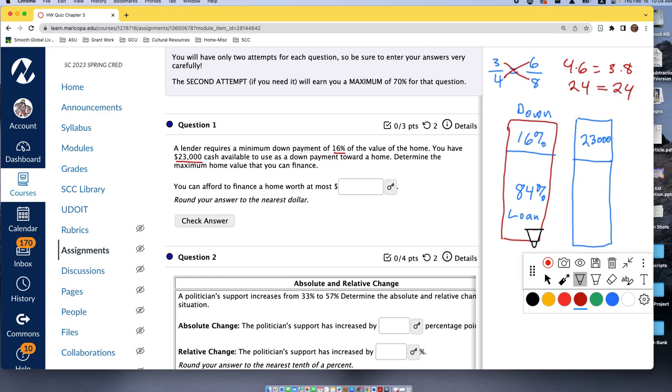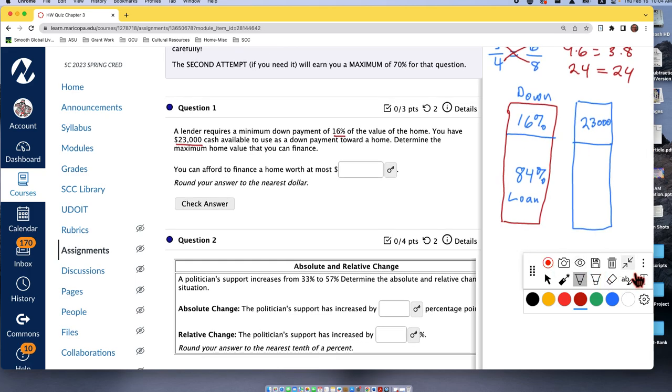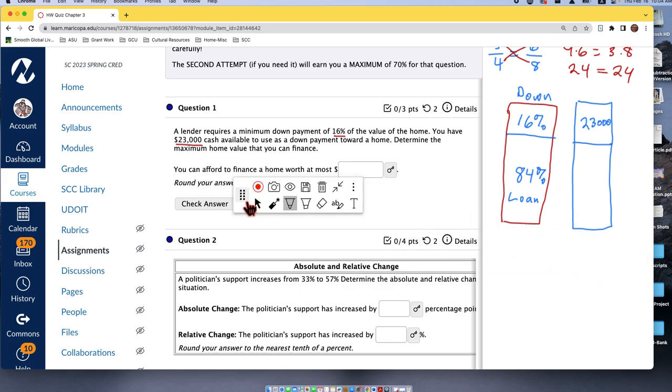So we do the same with, say, 23,000 times like 84%, or in other words, 0.84? Am I thinking about it right? We are going to do something like that. Let's see if I can get this out of the way. I guess I could put it over.